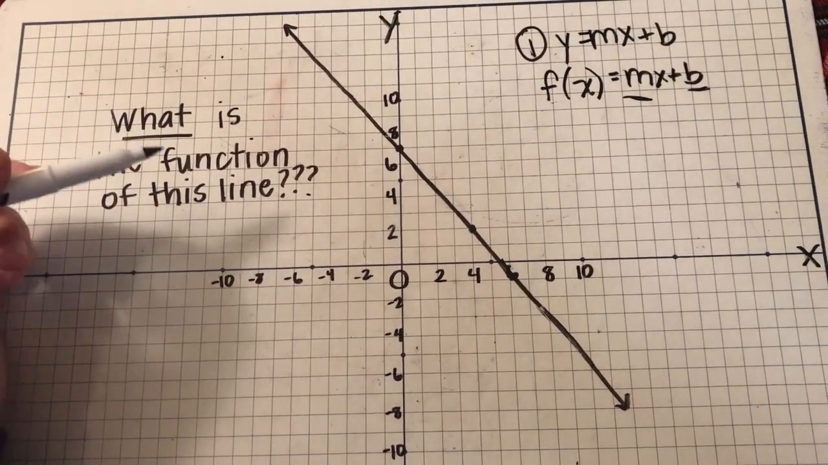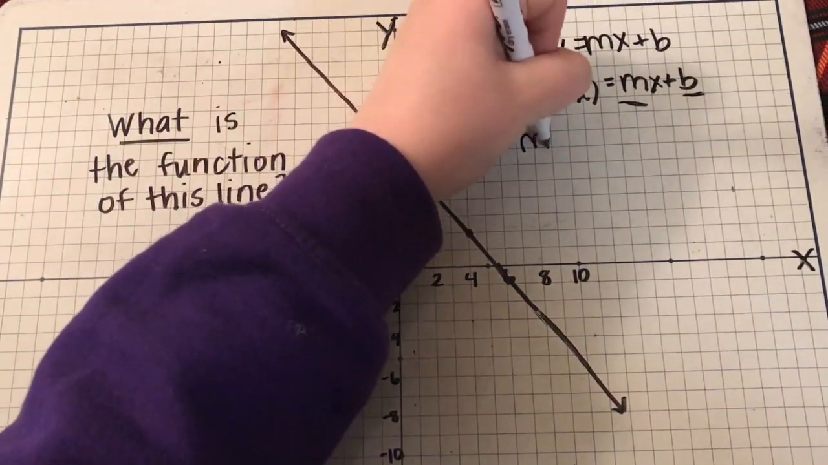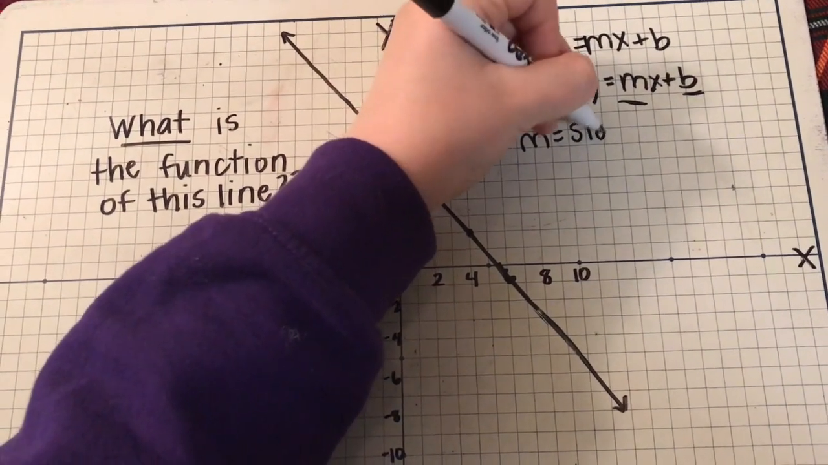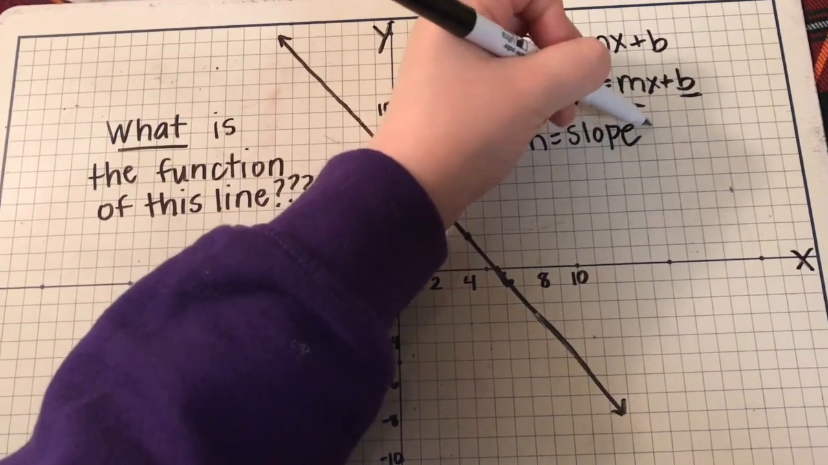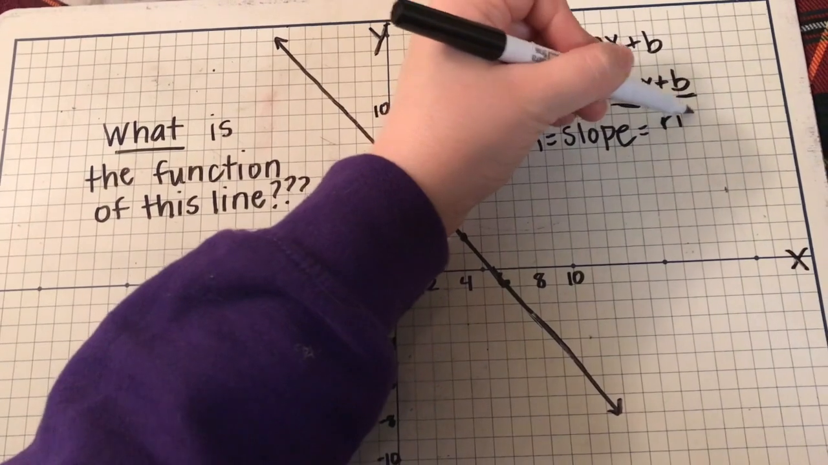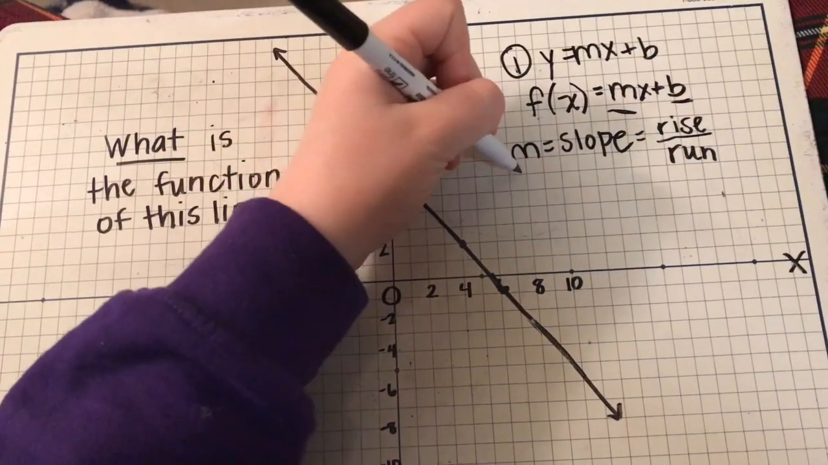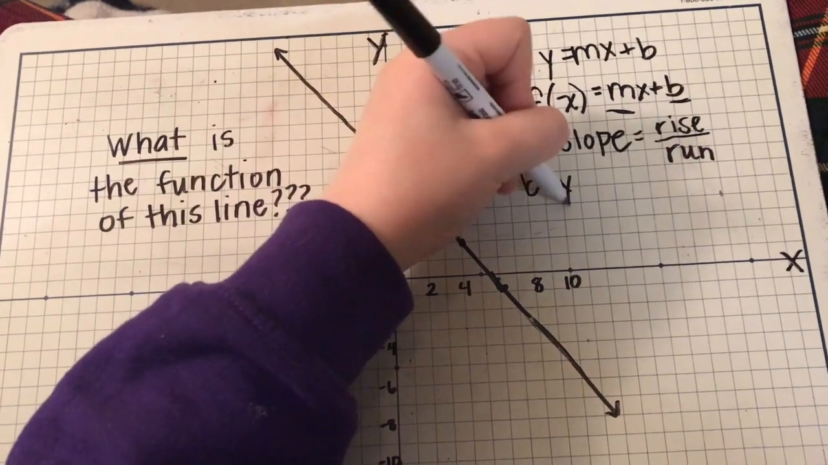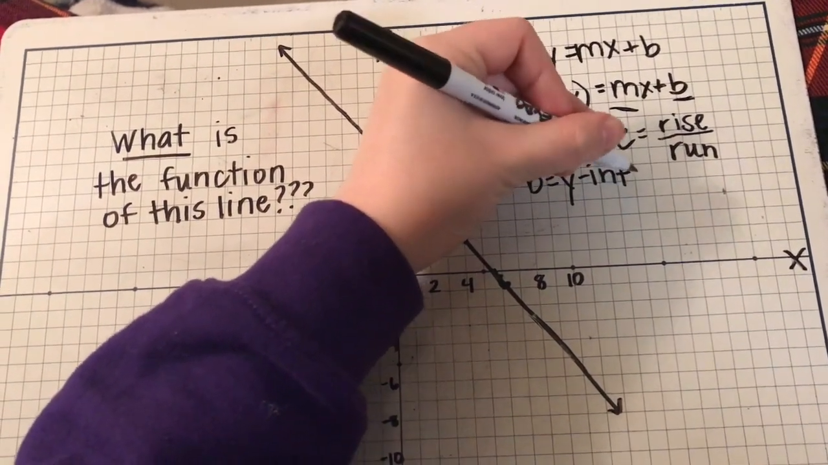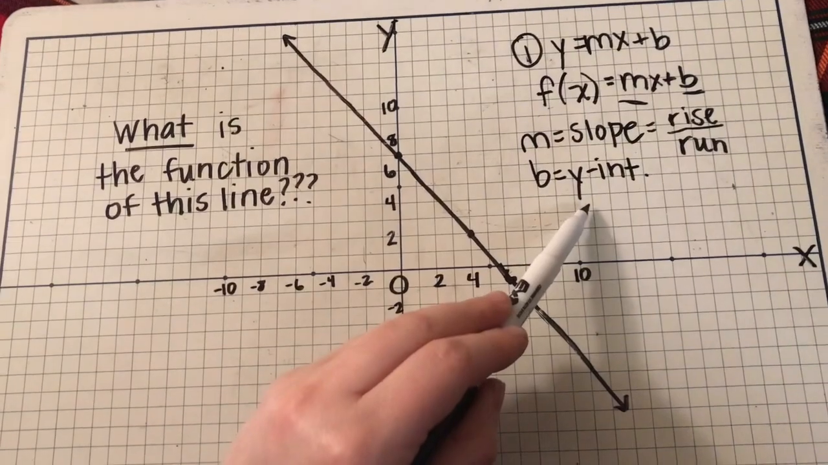All right, so m is our slope, which is rise over run. I know you know it. And b would have to be our y-intercept. I'm going to shorthand that, but y-intercept.